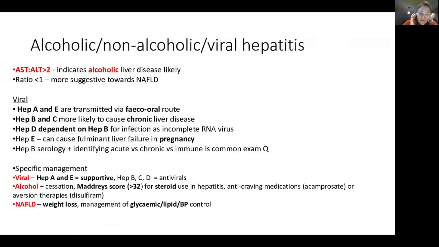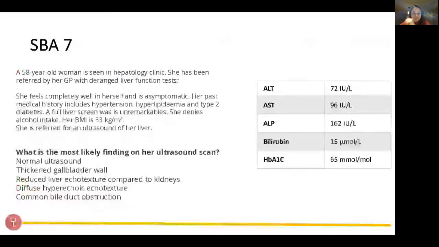It's really good to know about the serology of hepatitis B and how to identify acute or chronic infection with hepatitis B. That comes up in exams. And also you can identify from the serology whether a patient has had a vaccine to hepatitis B rather than has a previous infection. And then there's specific different treatments for different causes of hepatitis, of course. I'll leave you to read that in your own time as well.